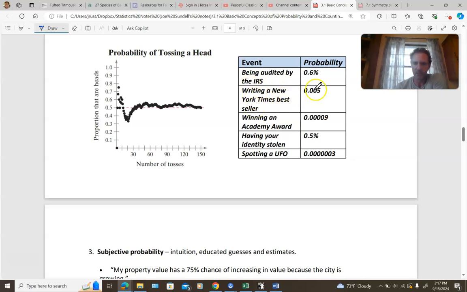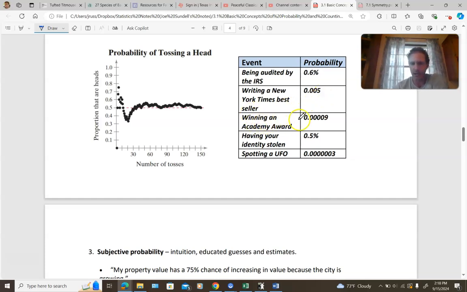Writing a New York Times bestseller. Now, notice this is not given as a percentage, or maybe I just forgot to include that. I would think it would be, because otherwise it would insinuate that any given person has a 0.5% chance of writing a New York Times bestseller, and I don't know that that's accurate. Probably what was done to determine this associated probability is they looked at the number of people that had written a New York Times bestseller out of the total population, and that gave us this decimal right here.